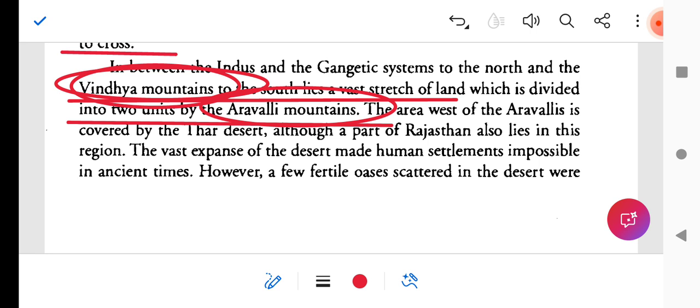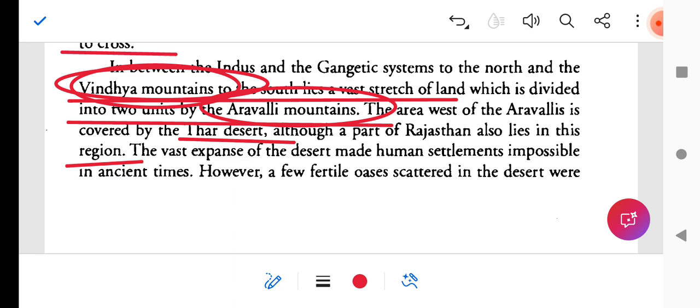because the Malwa plateau was very important for trade, or the crossing system from south to the north, and it was also connected to the silk route through Uttar Path. Okay, the area where the Aravallis is covered by Thar Desert, although a part of Rajasthan also lies in this region.